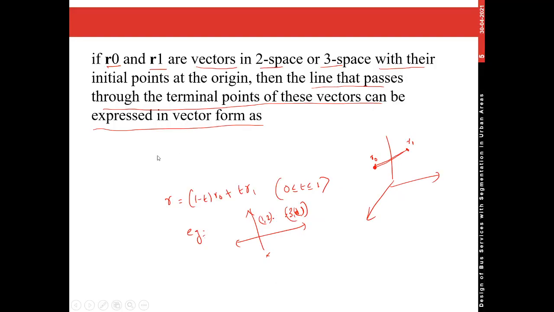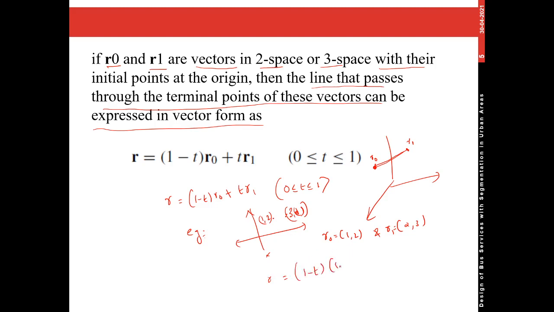So if we want to represent or find a vector equation of the line segment joining 2 points, suppose r0 is equal to (1, 2) and r1 is equal to (2, 3). Then the line segment joining (1, 2) and (2, 3) is r equal to r0 times (1 minus t) plus t times r1, that is (1 minus t)(1, 2) plus t(2, 3), with 0 less than or equal to t less than or equal to 1.